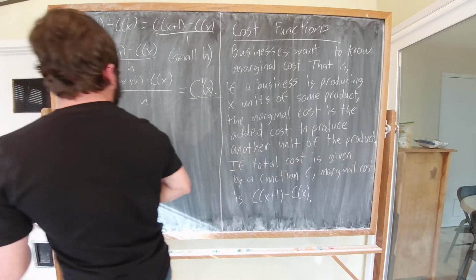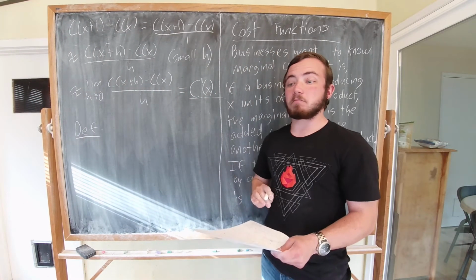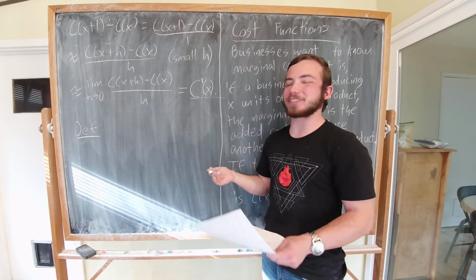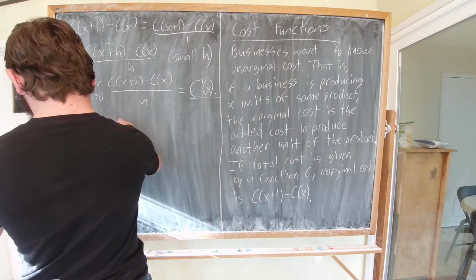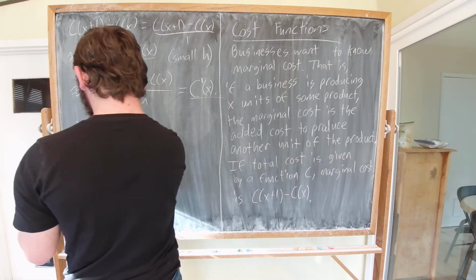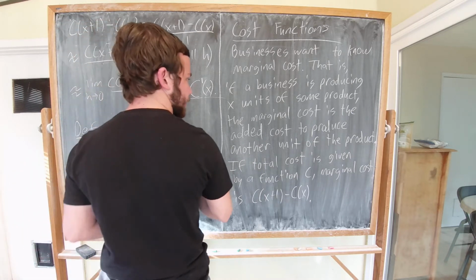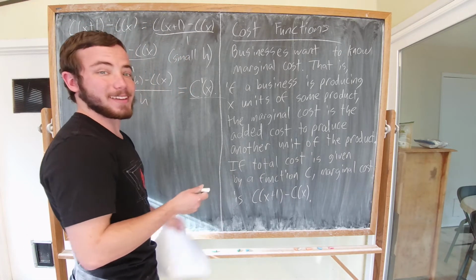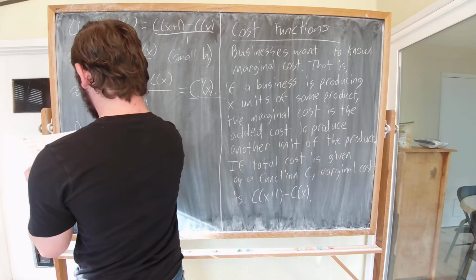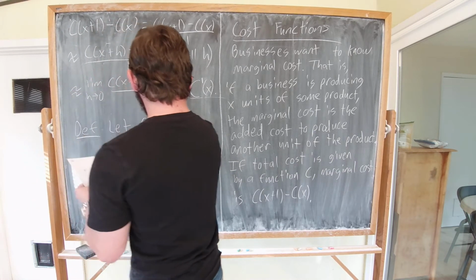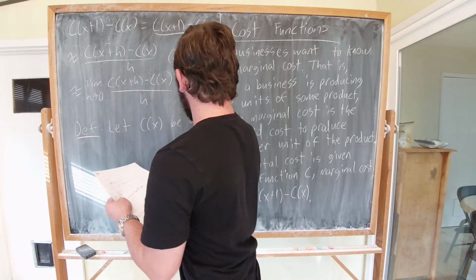So, if we're going to be working with C prime of x, we should probably give it a name. Never mind, I already defined marginal cost, so I guess I don't need to write that down. But yeah, let C of x be a total cost function.